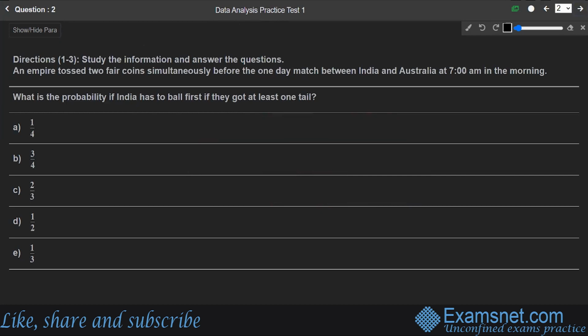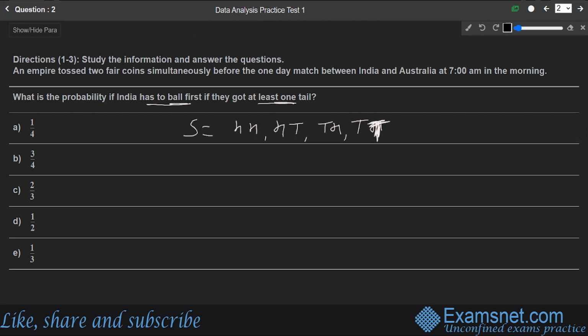Now he says, what is the probability that India has to bowl first if they got at least one tail? So we have to see what are the cases available in which we can see at least one tail. So this was the sample space again. Head tail can be achieved, tail head can be achieved, and tail tail can be achieved. At least one tail means if one tail is there, that is also taken, and if more than one is there, that is also taken, but less than one is not taken.